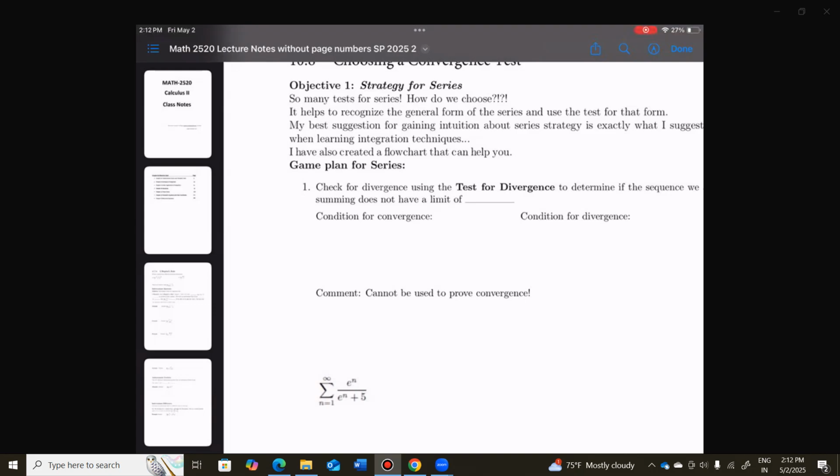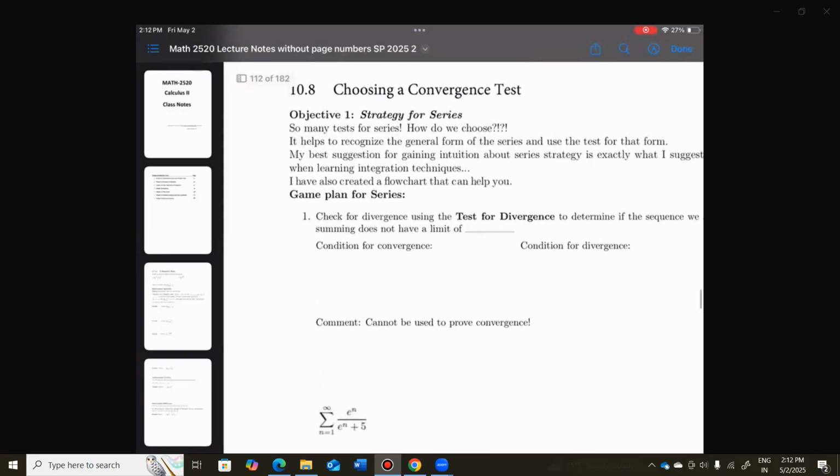Hi, this is Math 2520, and this video is over chapter 10.8. Now, we're going to mainly look at review. We're reviewing all the different convergence tests because there's a lot of them, and go through each one with conditions of convergence and divergence, and then some comments for these. We'll do at least one example for each.